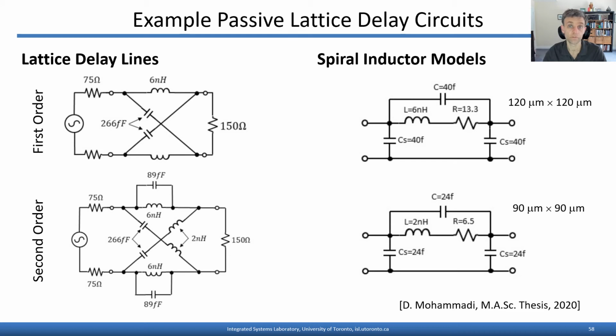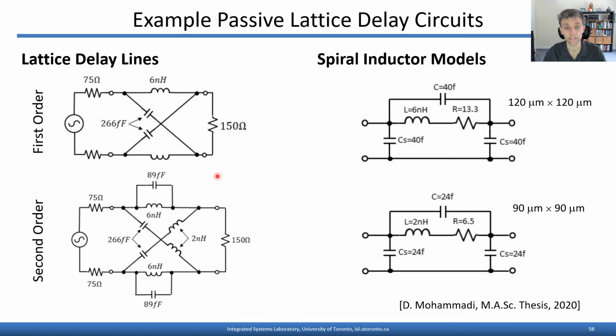So to give you a further feeling for what these might look like in practice, here are examples of lattice delay sections designed for about 80 picoseconds delay. The first order section here has 6 nanohenry inductors with crossing 266 femtofarad capacitors, and then again down here we've got more inductors for the crossover path as well. So the area will start to get larger, obviously, but we're realizing here about 80 picoseconds delay in both cases.